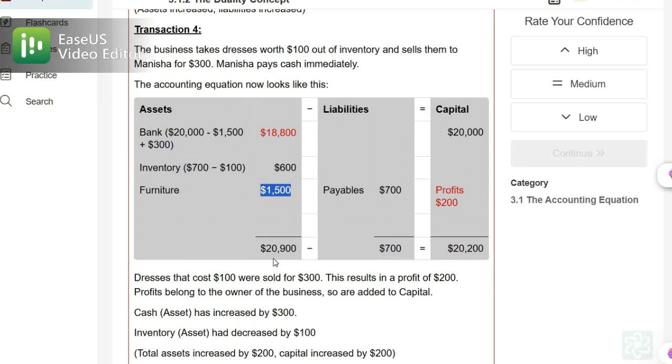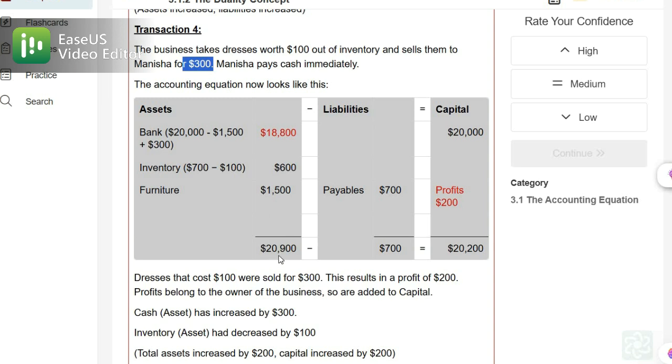So what will happen to the total? The total asset will be 20,900. Your payable balance was 700, and this amount came from when you purchased the inventory, the dresses, for 700, and you have now sold only 100 worth of dresses. When you sell the thing of 100 cost and you get cash of 300, there's a profit, and that is 200. This 200 will increase the capital. So if you see here, before the capital was 20,000, and now your capital is 20,200, and this was increased by selling that dress, which cost 100 to your business, and you got $300.